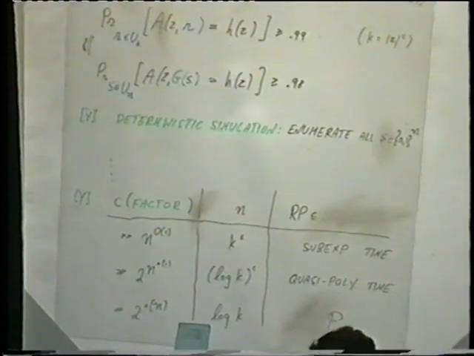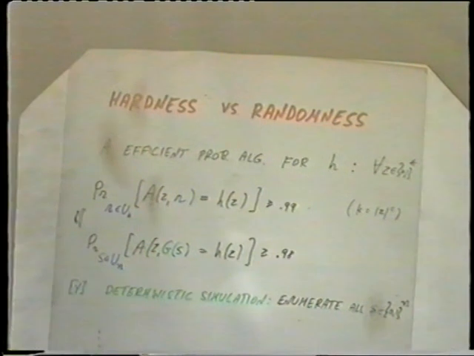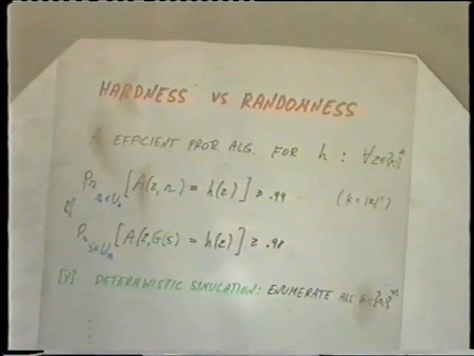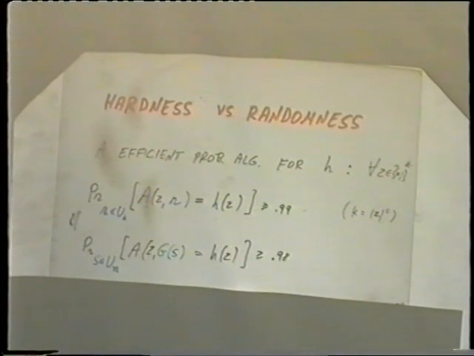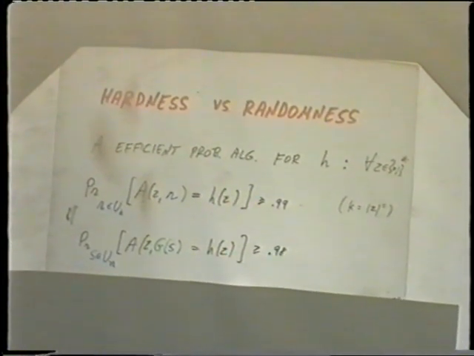What is an efficient probabilistic algorithm? It takes the input z and tries to compute whether h of z is 1 or 0, whether it's prime or not, for example. So it tosses some coins r of, let's say, k bits. And the property of the algorithm is that almost always it gives the right answer.